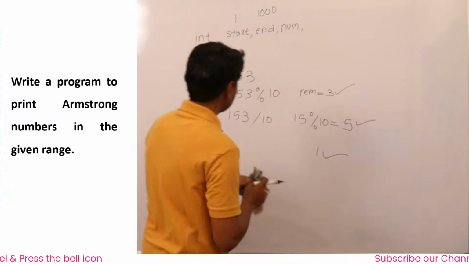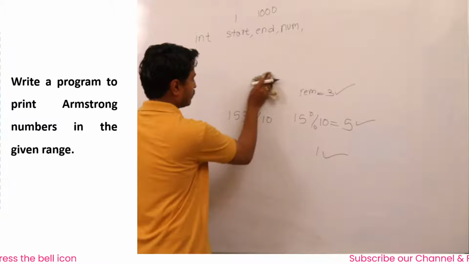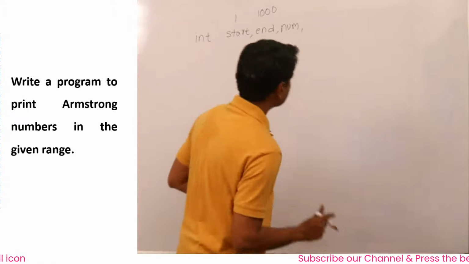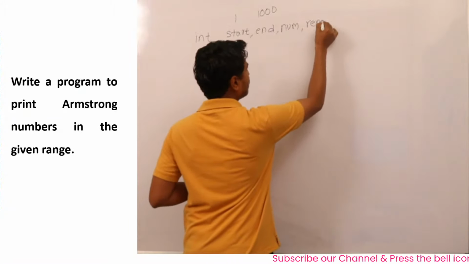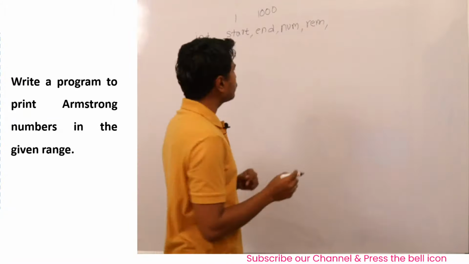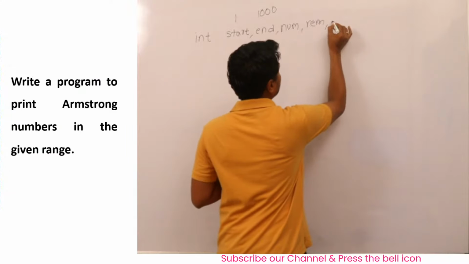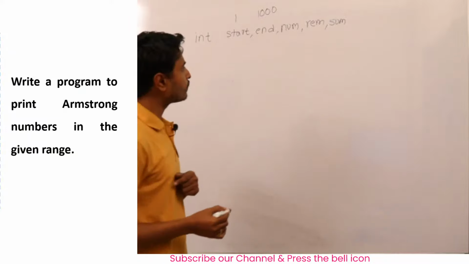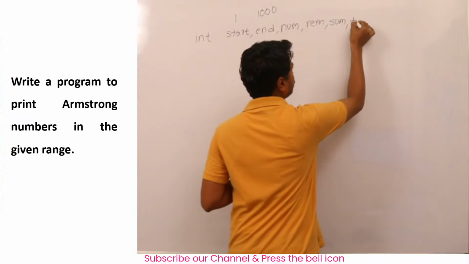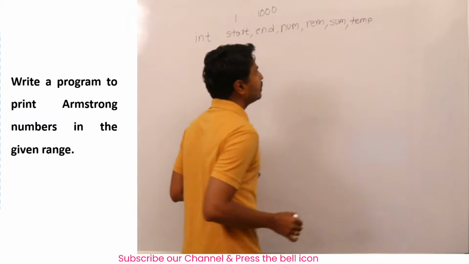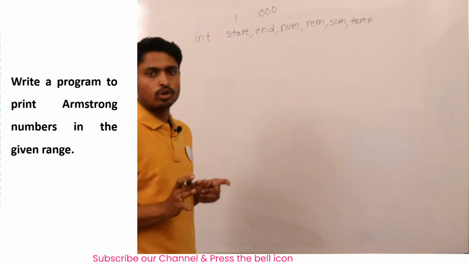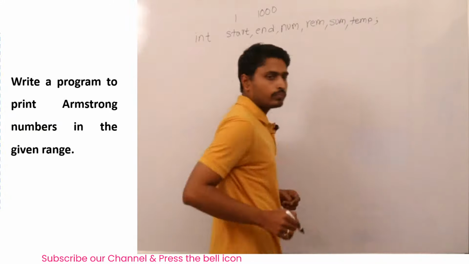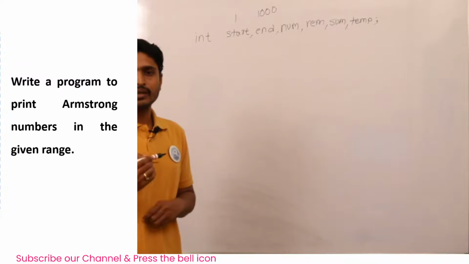For that, we'll use one variable, remainder, to identify the remainder value. Then next is sum; for sum, we'll use one variable. And one temporary variable will be used, because we are going to check whether the number is equal to sum or not. So whatever changes we are making, we'll make them in the temporary variable.